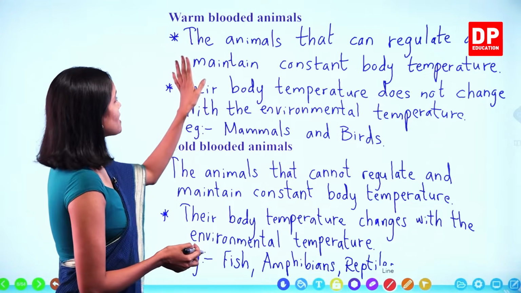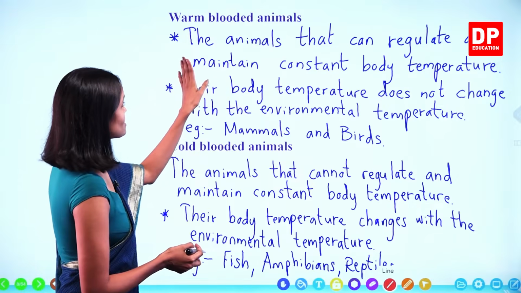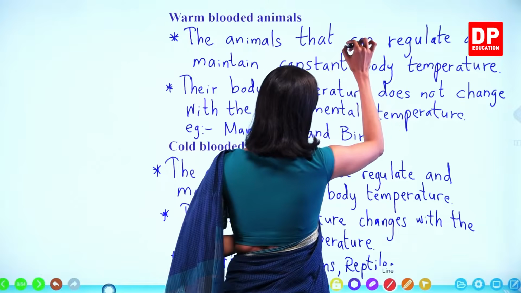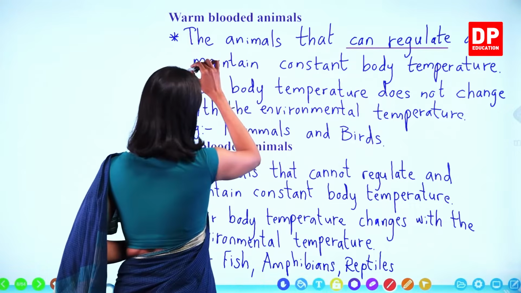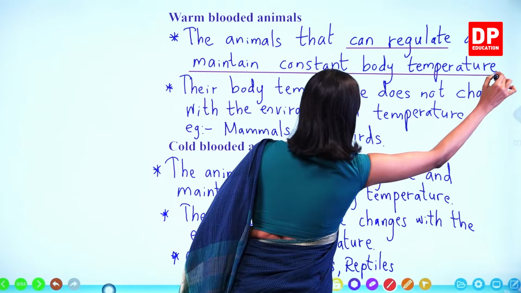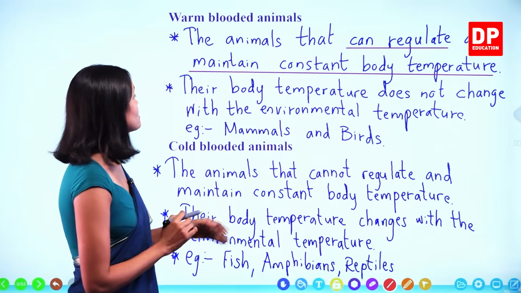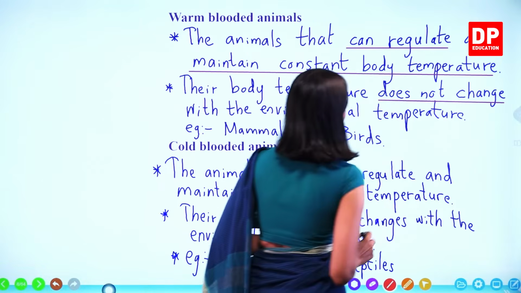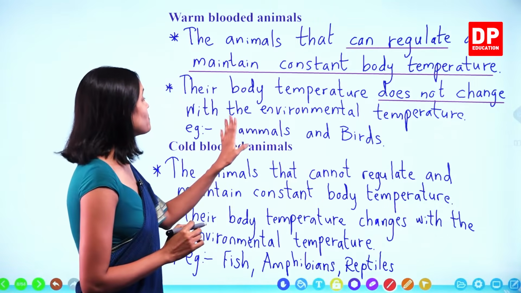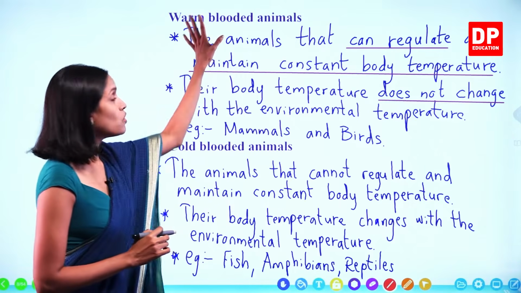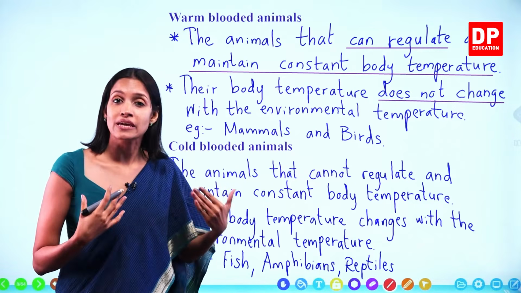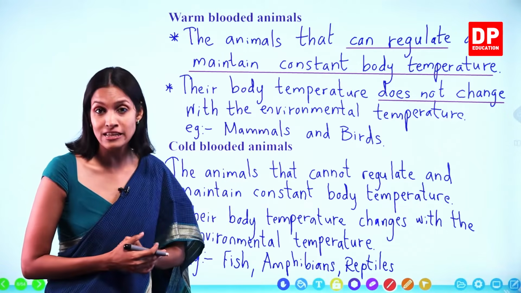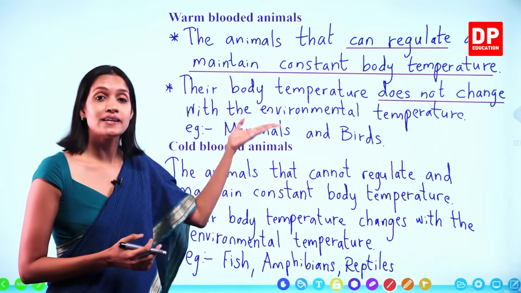Warm-blooded animals. The animals that can regulate and maintain constant body temperature. Okay, children? So their body temperature does not change with the environmental temperature. Mammals and birds are the examples for warm-blooded animals. They have special mechanisms to increase and decrease the body temperature whenever they need. These are known as adaptations.